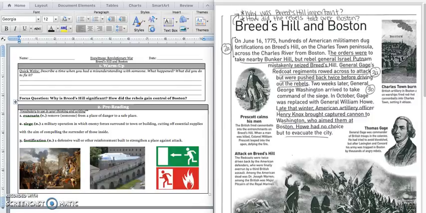Good afternoon, fourth grade. Today we're going to continue reading in our American Revolution text, and we are going to learn about the Battle of Breed's Hill and Boston.